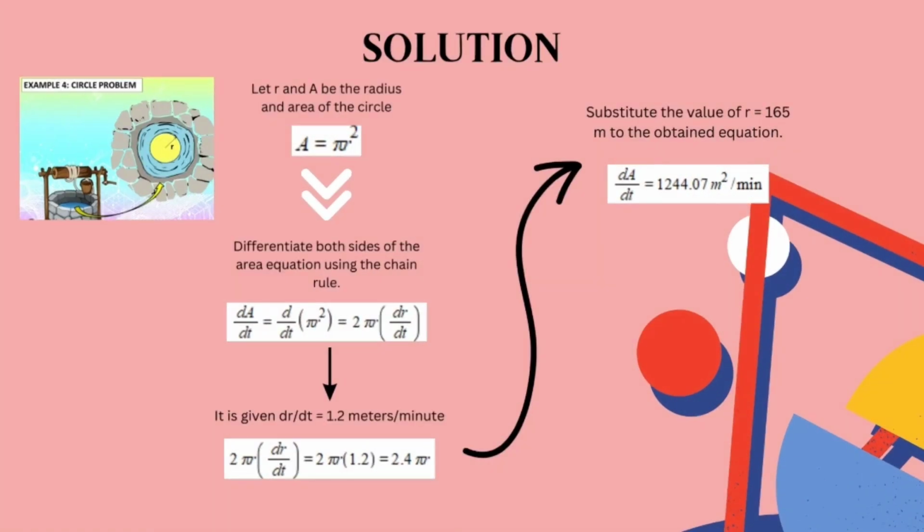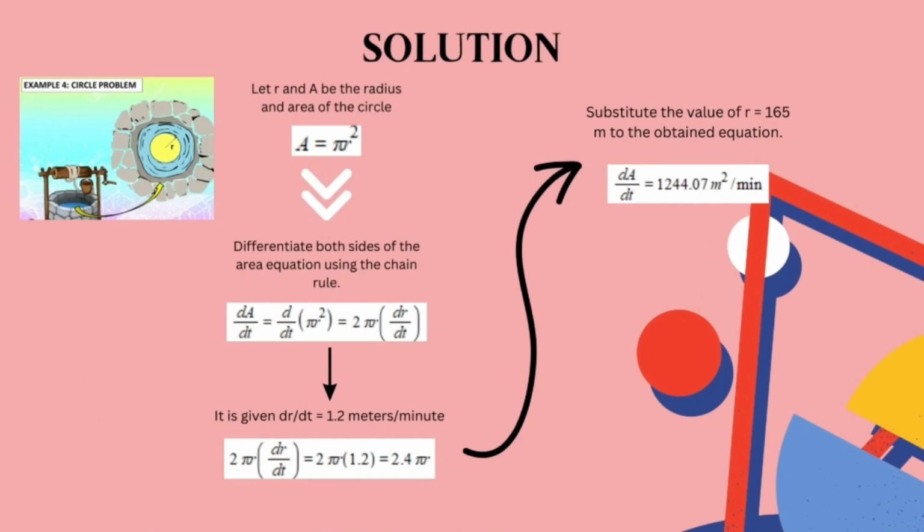So for the solution, let r and A be the radius and area of the circle, respectively. Take note that the variable t is in minutes. The rate of change of the oil film is given by the derivative dA/dt, where A equals pi r squared. Differentiate both sides of the area equation using the chain rule. dA/dt equals d/dt of pi r squared, equal to 2 pi r times dr/dt. It is given dr/dt equals 1.2 meters per minute.